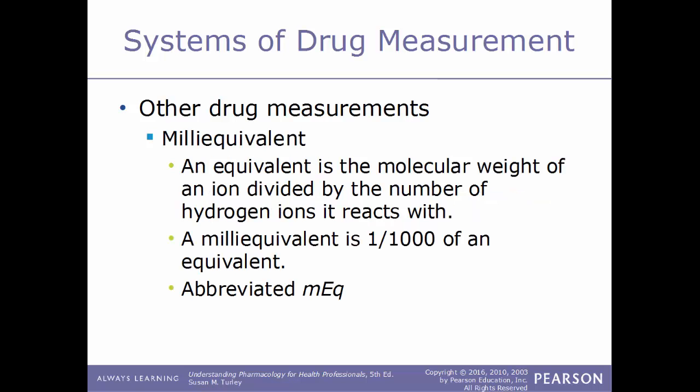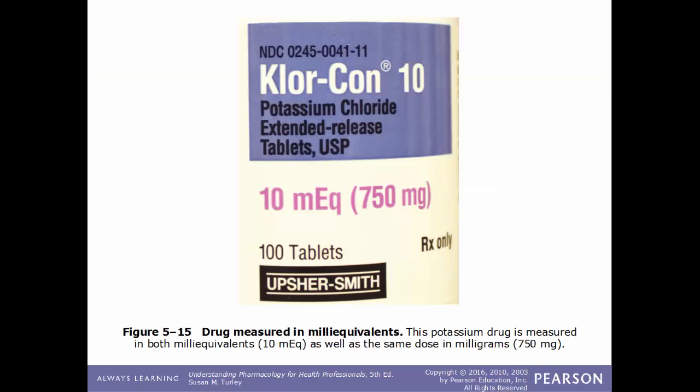The milliequivalents. An equivalent is the molecular weight of an ion divided by the number of hydrogen ions it reacts with. So a milliequivalent is 1/1000th of an equivalent. So this unit will be abbreviated by the letters mEq. Here's an example of a drug that would use this unit, Klor-Con, which is a potassium chloride. You see the dosage written 2 separate ways. This drug is 750 milligrams, but also the same thing as 10 milliequivalents.